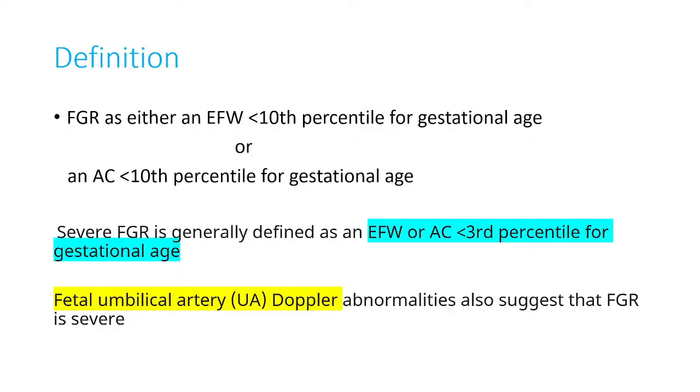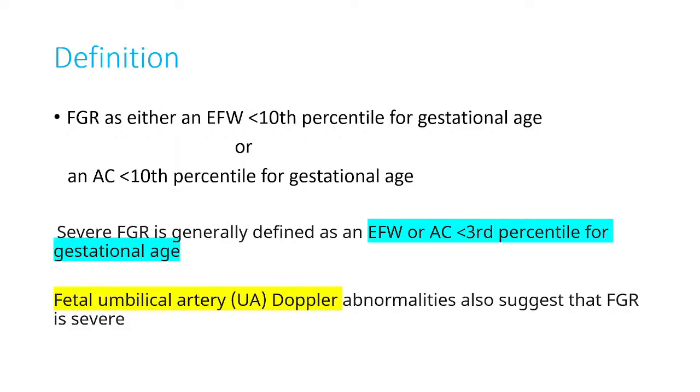Or if the abdominal circumference, AC, is less. By ultrasonography we measure many parameters of the fetus. Mainly 4 parameters are measured. One is biparietal diameter, from here to here, another is head circumference, third is abdominal circumference at the level of the liver, and the fourth is femur length. These 4 parameters we usually check for assessment of fetal growth by ultrasonography.